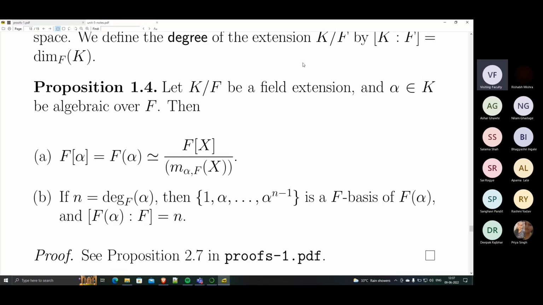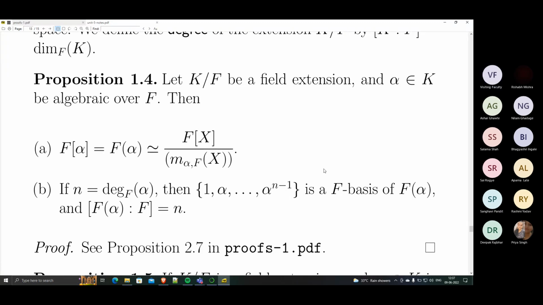So the first thing that we see about these dimensions is this. Let K over F be an extension and alpha be algebraic. Therefore, first of all, square bracket and round bracket now no longer make any difference.